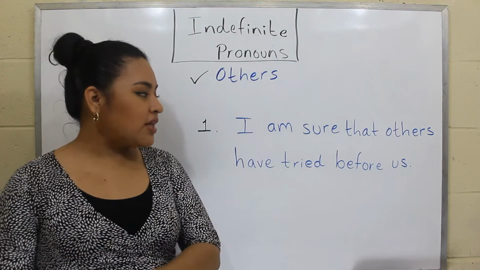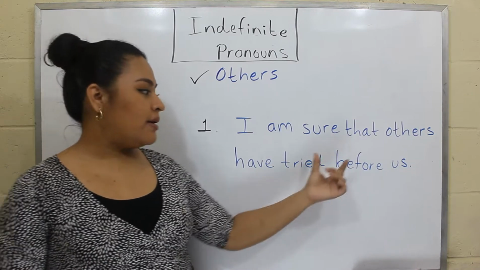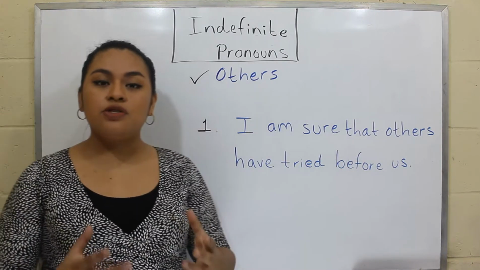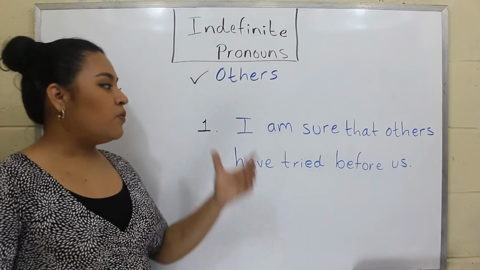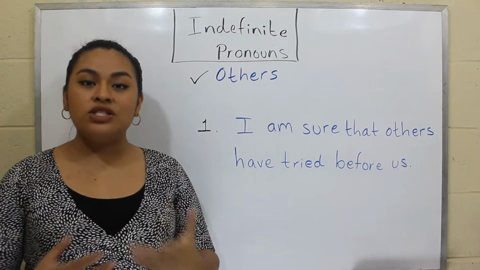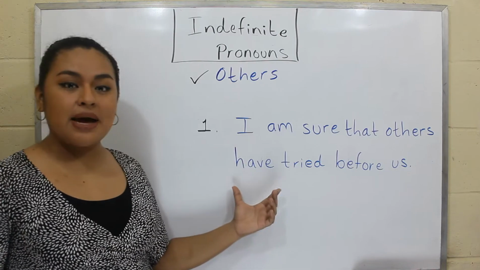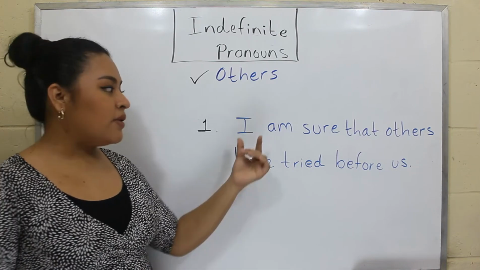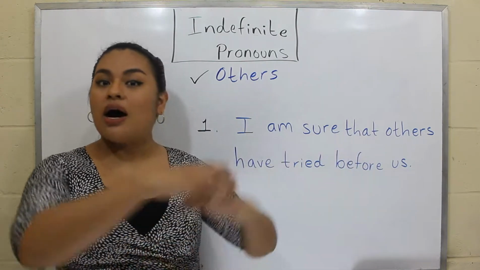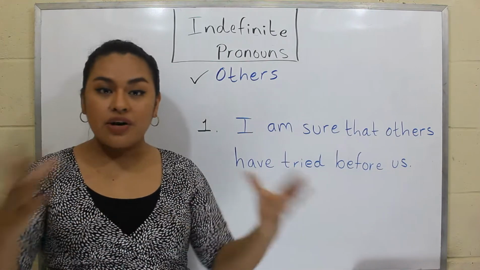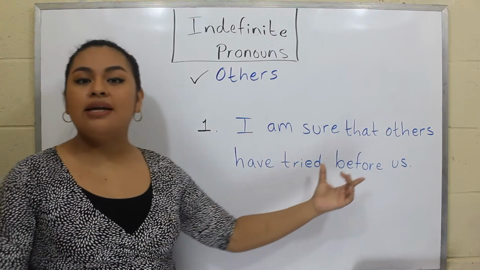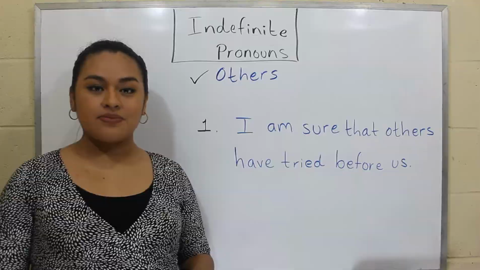So for a better understanding, here we have another example. I am sure that others have tried before us. As we said in that video, we use this pronoun when talking about a different person. So in this example, we mean to say that we are sure that a different person or other people have tried before us.